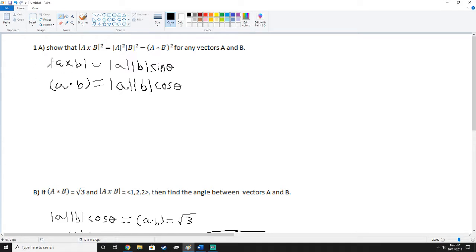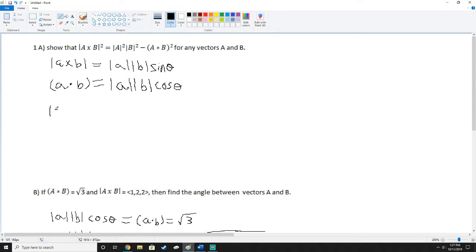So if you take a look here, the first definition is that the magnitude of the cross product of a and b is equal to the magnitude of a times the magnitude of b times sine theta. Also, the definition of the dot product is the magnitude of a times the magnitude of b times cosine theta. From this, we can replace the cross product with the magnitude of a times the magnitude of b sine theta.